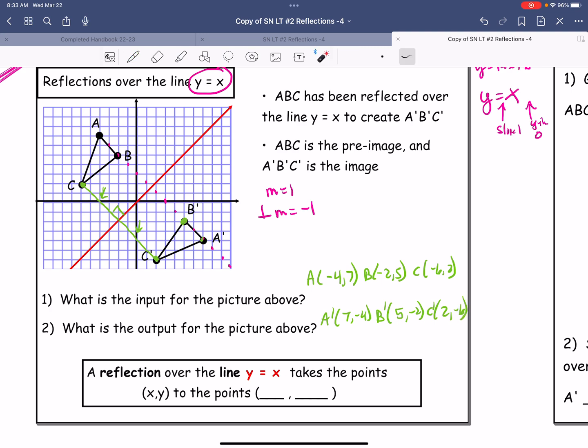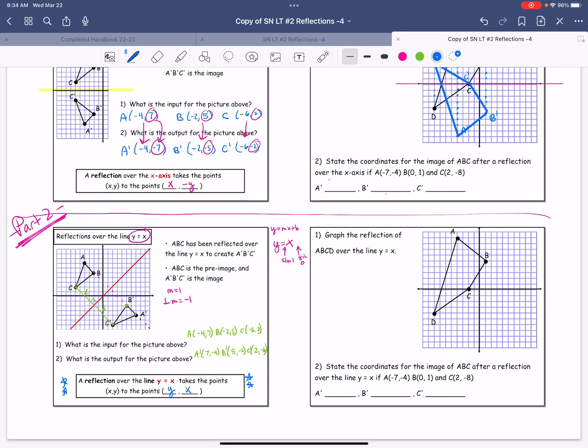So let's see if there's a pattern here. What did I do to negative 4, 7 to get 7, negative 4? What did I do to negative 2, 5 to get 5, negative 2? What did I do to negative 6, 2 to get 2, negative 6? Well, it looks like a flip-flop, doesn't it? So (x, y) would map to (y, x). You just switch the y and the x. So this is a pattern for reflecting over the line y equals x.